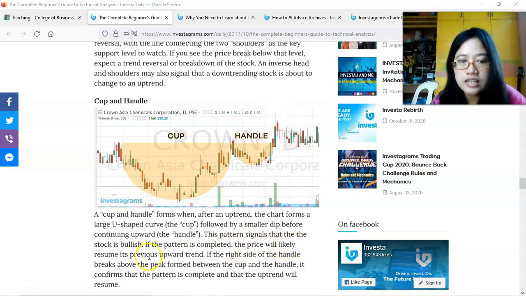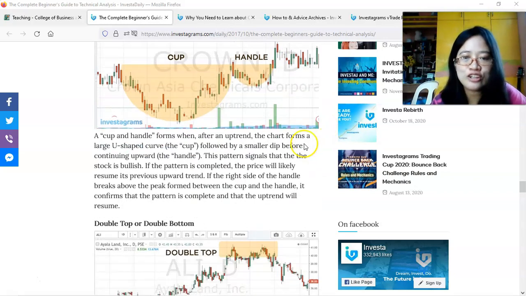This pattern signals that the stock is bullish or yung stock price na is pataas. If the pattern is completed, the price will likely resume its previous upward trend. Ayan, tumaas siya ng konti pa. Tapos, if the right side of the handle breaks above the peak formed between the cup and the handle, it confirms that the pattern is complete and that the uptrend will resume. Ayan, nagdiretso yung uptrend. Okay, but then, of course, after the uptrend, you'll have your downtrend ulit. Alright?